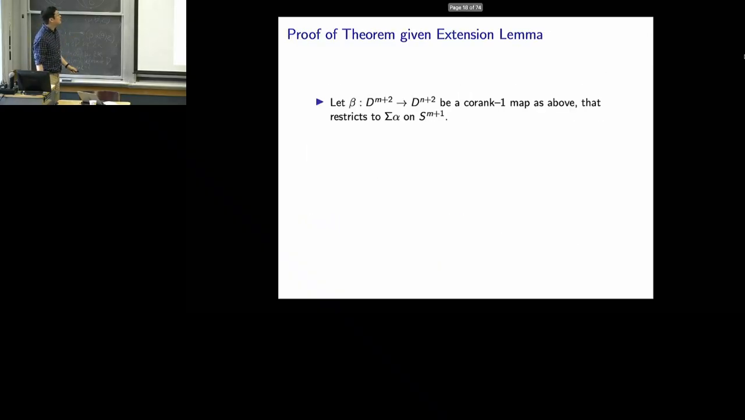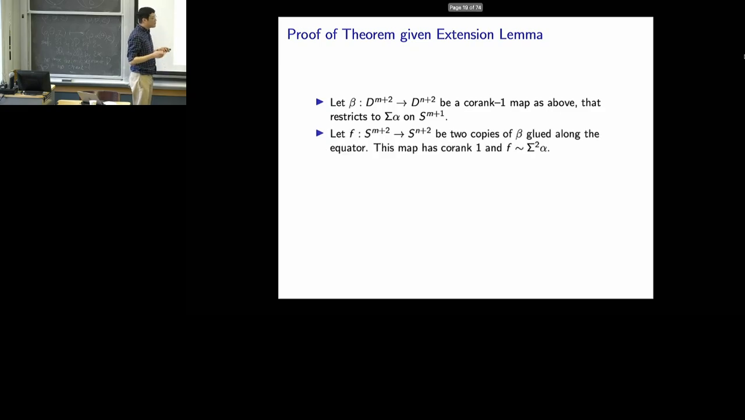So once you've done that, you're nearly done. Because if you have a corank 1 map like this that restricts to the suspension of alpha on its boundary, you can take 2 copies of those. Think of it as the left half of the sphere and the right half of the sphere. You can take 2 copies of those, glue them together to get a map from S m plus 2 to S n plus 2, which still has corank 1. And because of the way you constructed it, because it's sigma alpha along the interface, it's the double suspension of alpha, sigma squared alpha, on the whole thing.